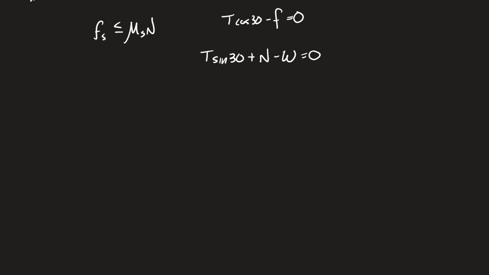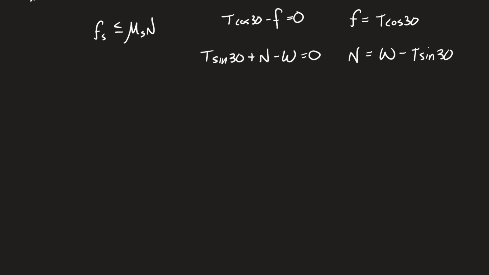Now, I'm going to solve this for friction, T cosine 30. I'm going to solve this for normal force, weight minus T sine 30. Obviously, the normal force is less than the weight because we're pulling up. And this is telling us how much less it is. But now that I have this, I can substitute into my inequality. Right? Friction, normal.